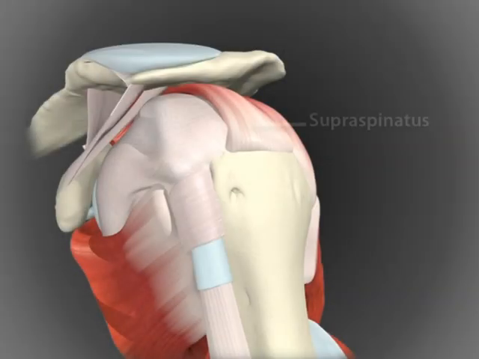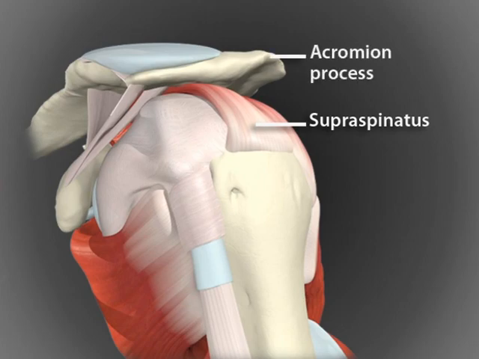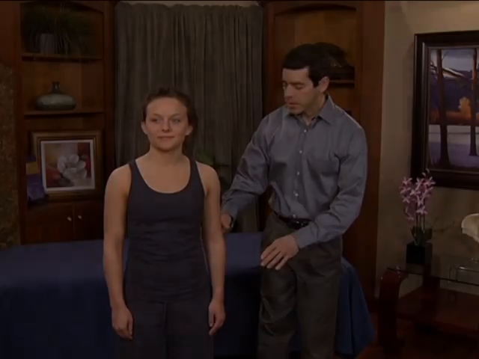The supraspinatus is the most commonly torn of the rotator cuff muscles. The reason it is so commonly torn is that it gets compressed and frayed as it rubs against the underside of the acromion process. In this procedure, we're going to begin with our client's arm in abduction.